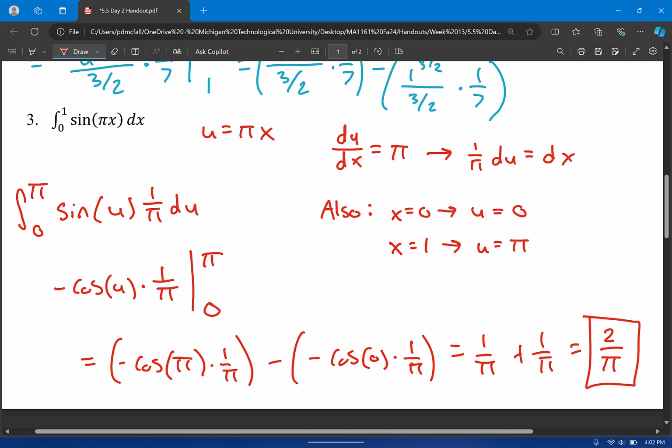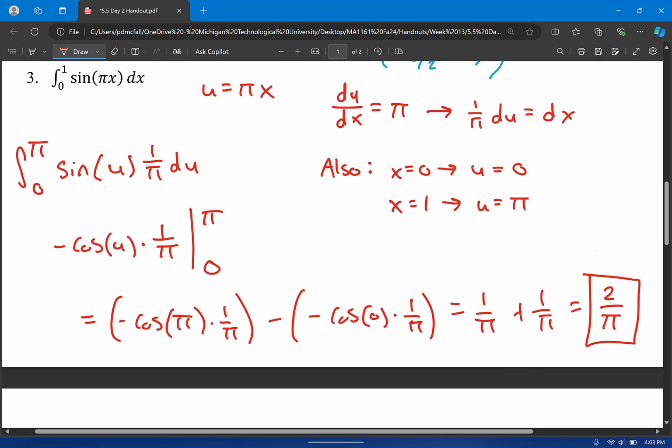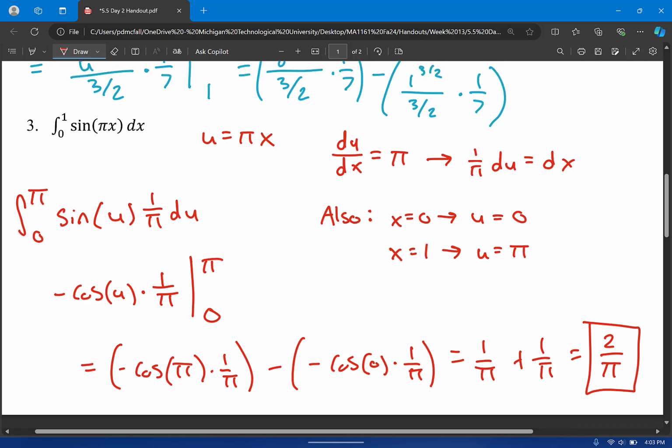which is also the area under sine of u times 1 over pi from 0 to pi, right? Because we made the switches so that the integral was nice and quick to compute. All right. Stop the video anytime you need to look at the math in more detail to see what happened.